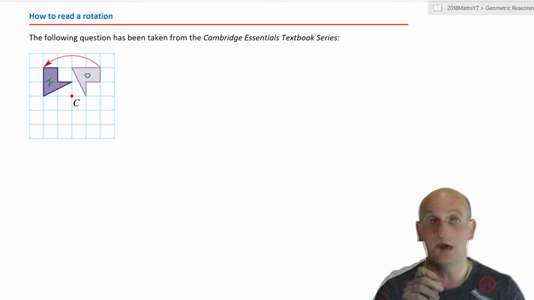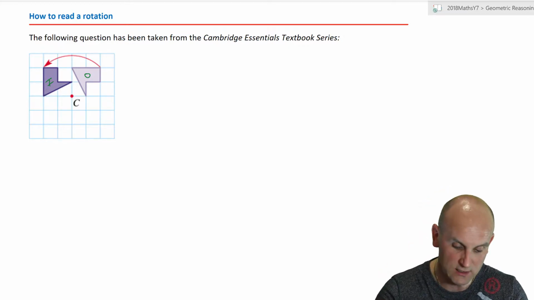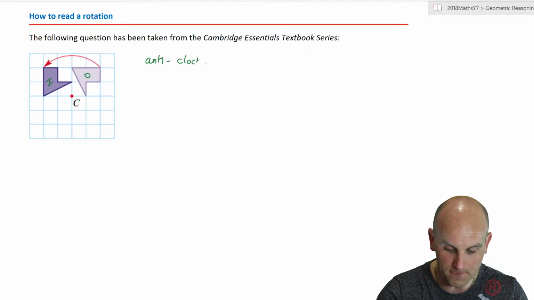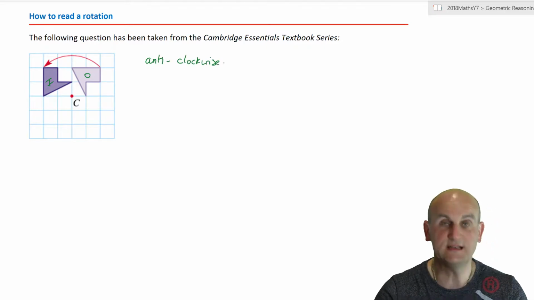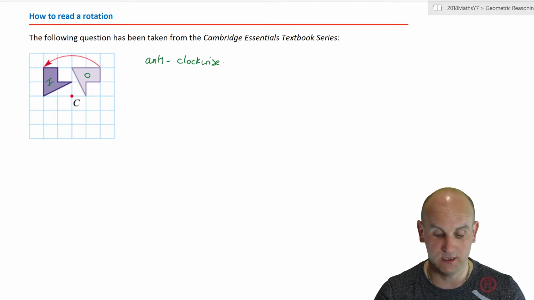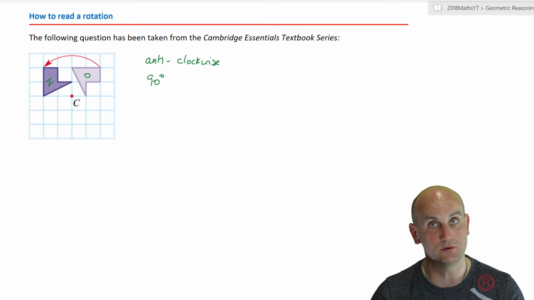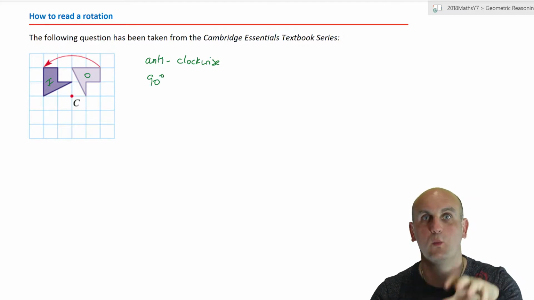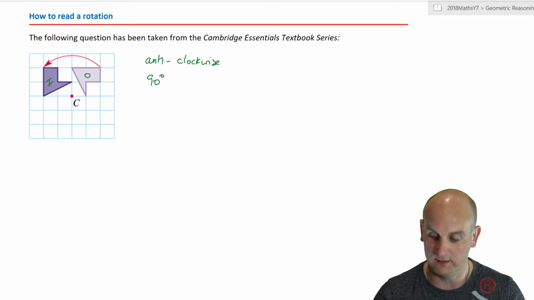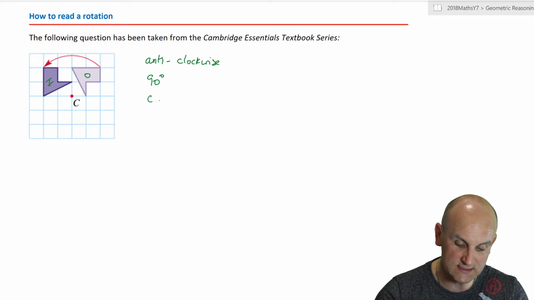So the first thing is I'm moving counterclockwise, all right? So I'm moving anti-clockwise. So that's my direction. What about the angle I've turned? Well, hopefully you'll all be happy that it's 90 degrees. So that's awesome, but I also need to say where it's been rotated around. And in this situation, my center of rotation is point C.